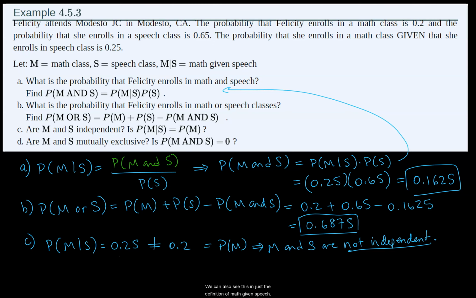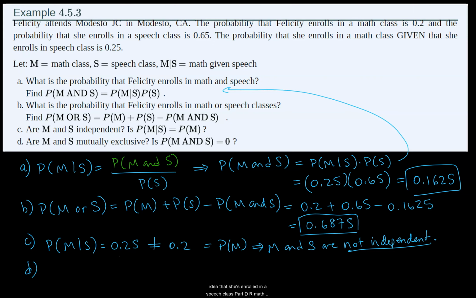We can also see this in just the definition of math given speech. If she enrolls in a math class, her probability is 0.2. But the probability she enrolls in math, given that she enrolls in a speech class, is different. It's 0.25. Meaning that if she takes a speech class, it changes her probability of enrolling in a math class. So that's how we get this not independent scenario. Not only are the numbers not lining up in the formula, probability of math given speech is not equal to the probability of math, but also the probability she enrolls in a math class changes once we throw this idea that she's enrolled in a speech class.